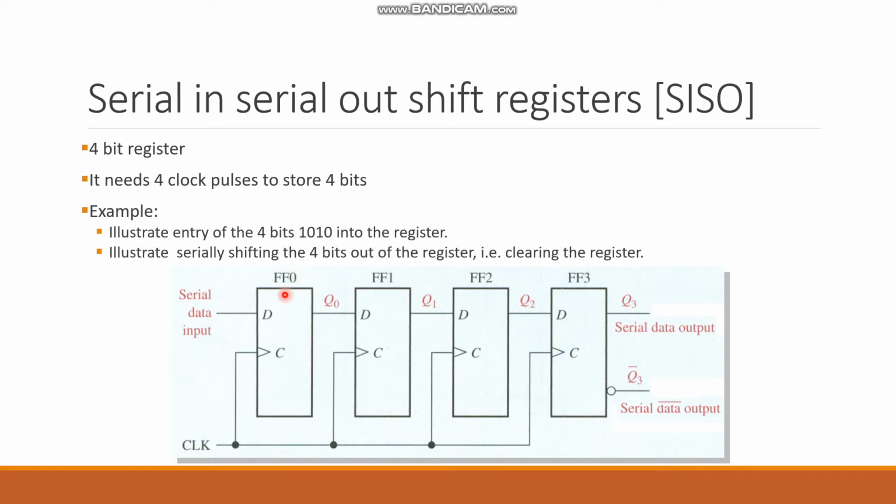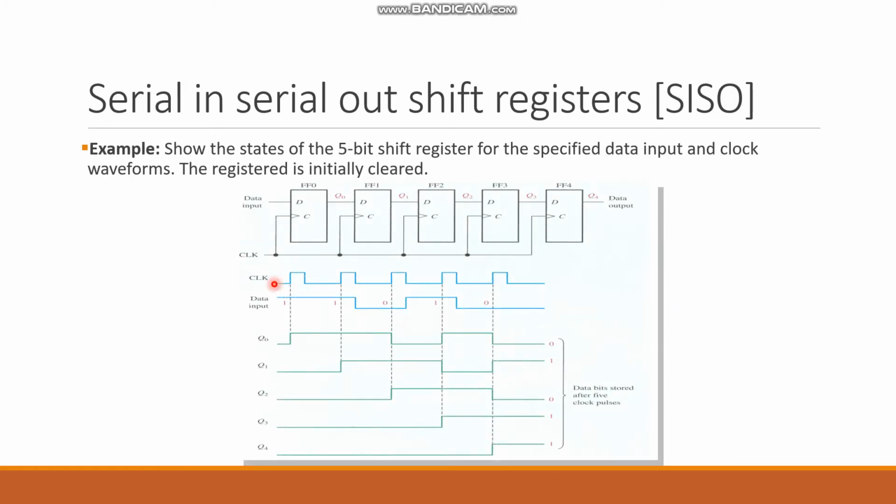In the next slide, we will have another example that shows how the data is stored and moved inside the shift register. But you can see here, all of the flip-flops are connected to the same clock, which is called a centralized clock pulse. So whenever this clock pulse is applied, it is applied to all of the flip-flops inside that shift register. Look, this example shows the states of a 5-bit shift register. For the specified data input and clock waveform, the register is initially cleared. That means all of the flip-flops contain 0 before the shift register starts working.